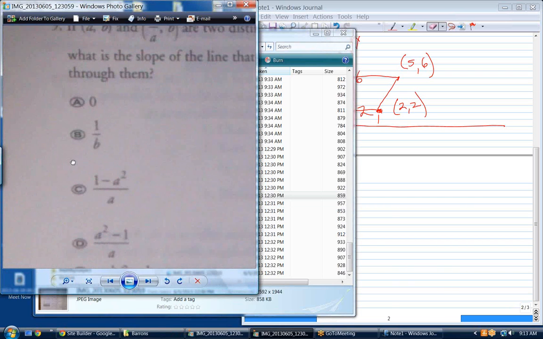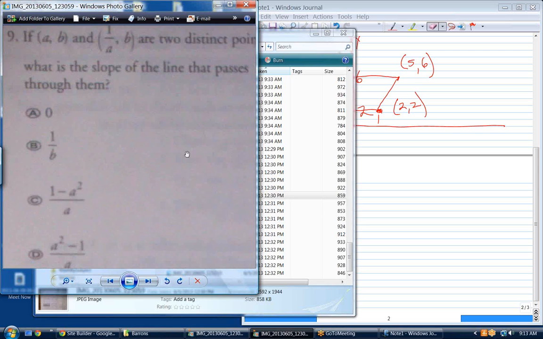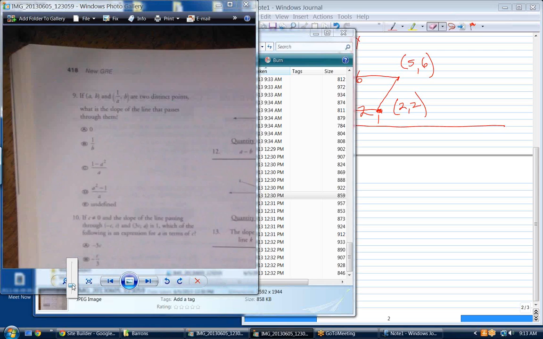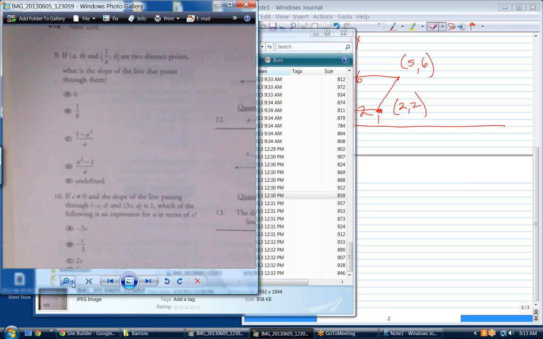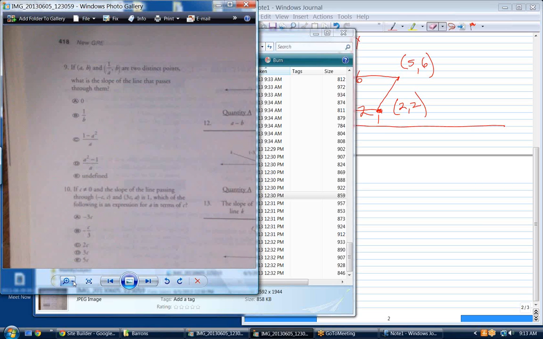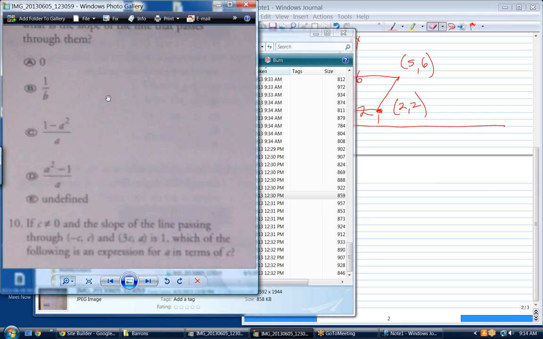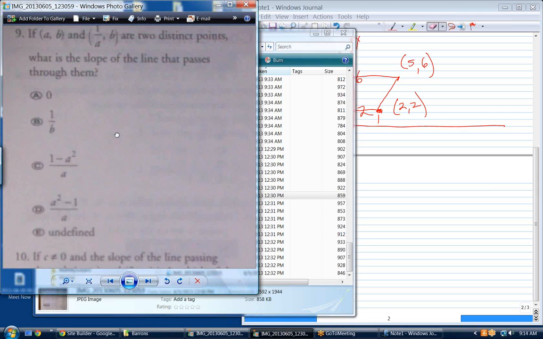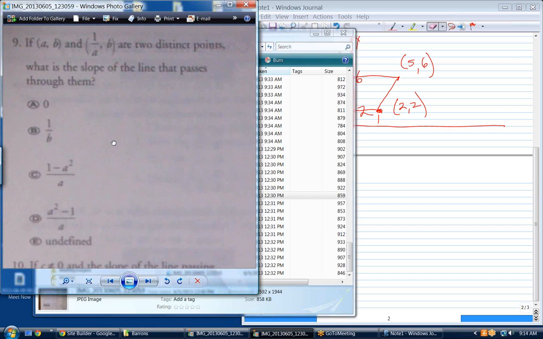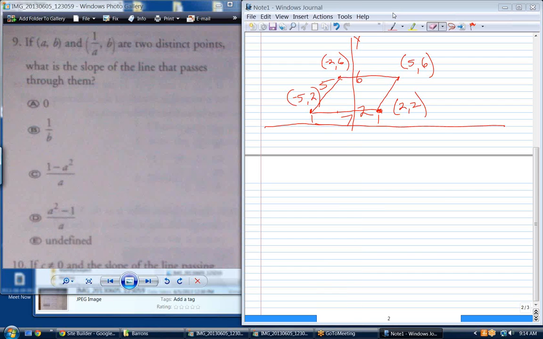More slopes. Lots of slope questions here. So that's primarily what coordinate geometry is going to be about, is slopes. Yeah, I really need to practice on the coordinate geometry because this just doesn't come easy to me at all. Okay.